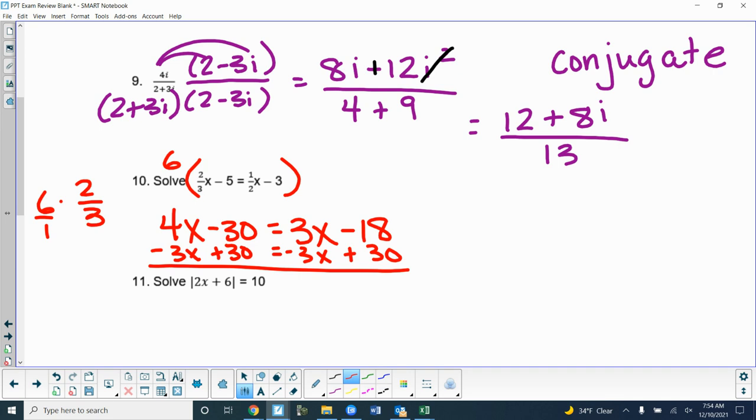So what's 4x minus 3x? x. And then what's -18 plus 30? -18 plus 30. 12. So you should have gotten 12. Questions? Yeah. You can still do it that way. You still can have 12, yeah. You can still do it with the fractions, but it's easier if you get rid of the fractions right away. Right, Hunter?